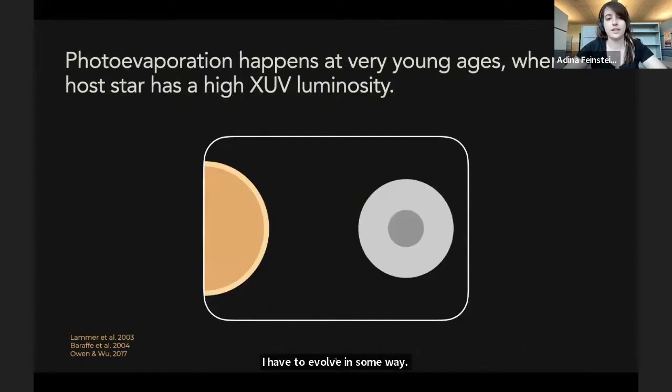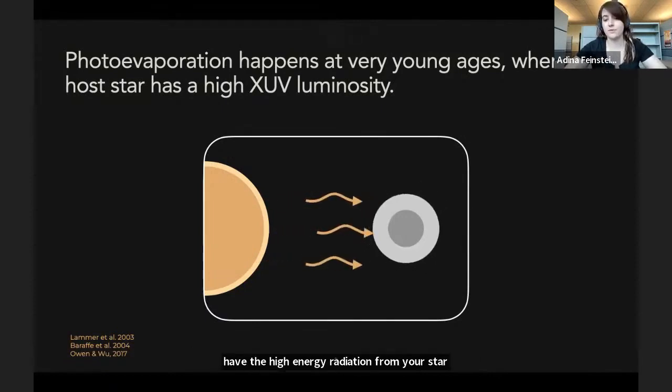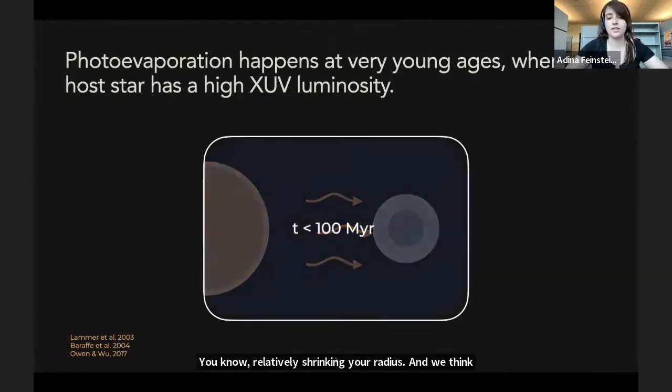One mechanism that we often think of is known as photoevaporation, where you have the high energy radiation from your star coming in, exciting the hydrogen-helium envelope of the planet and removing that atmosphere over time, and therefore relatively shrinking your radius. And we think that this process of photoevaporation occurs within the first 100 million years or so of the planet's lifetime, when the star is very active and very XUV bright.